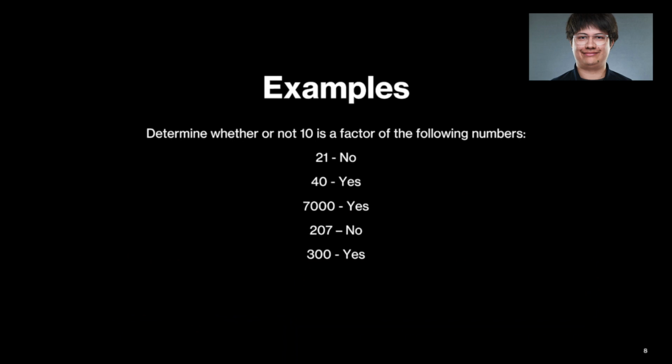So what about for 207? Well, no, it doesn't because it doesn't end with 0. And then what about for 300? And then yes, because it ends with 0.